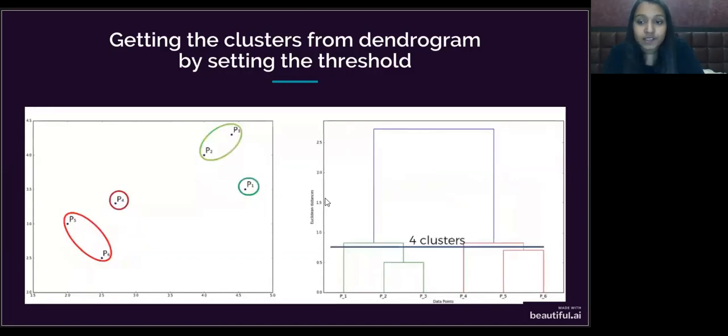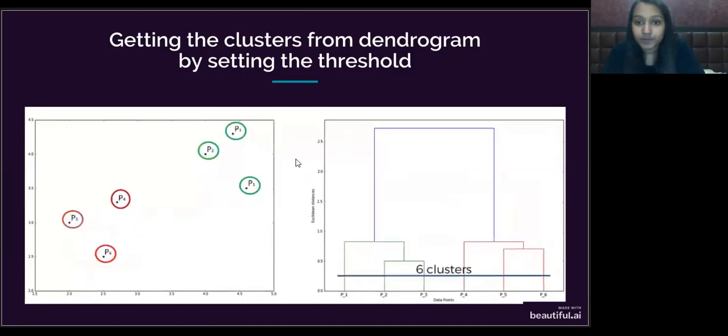Now suppose we set the threshold just below 1. As we can see, there are 4 vertical lines crossing this threshold line. So we can see that there are 4 clusters being formed. Now in this example, suppose we set the threshold just between 0 and 0.5. As we can see, there are 6 vertical lines that are crossing the threshold, so we can say that there are 6 clusters being formed.